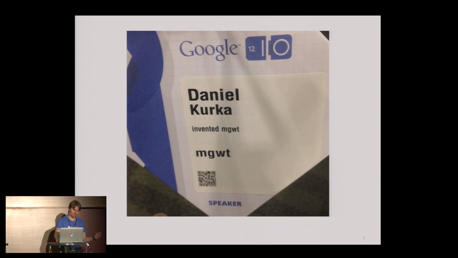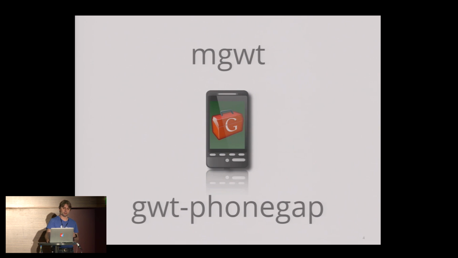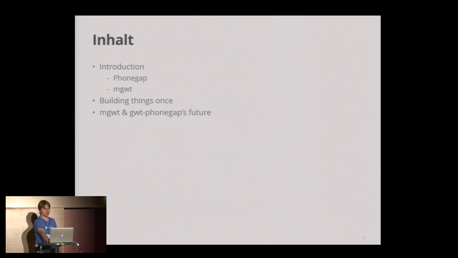But now we're trying to actually get still serious about mgwt and GWT Phonegap. I think probably over the day you come to know who I am. But still, for people that might have just joined now, my name's Daniel. I practically invented mgwt, and I do work on the GWT team at Google. And yeah, I've done mgwt and GWT Phonegap, and I have a lot of fun doing this.